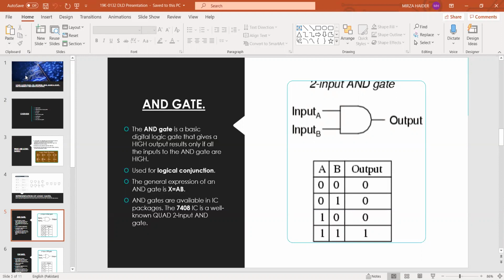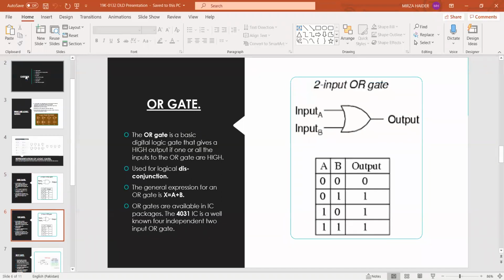AND gates are available in IC packages. The 7408 IC is a well-known quad 2-input AND gate. If we look towards the image, we can see the basic representation of the AND gate, and at the bottom, we can also see the truth table of an AND gate. If we look closely, we can see that the output of an AND gate will remain low or zero if any one of the inputs of the AND gate is low. It will be high or one only if both the inputs are high.